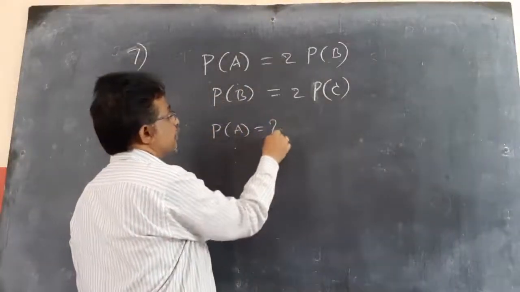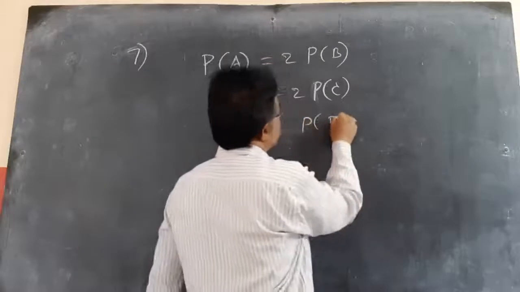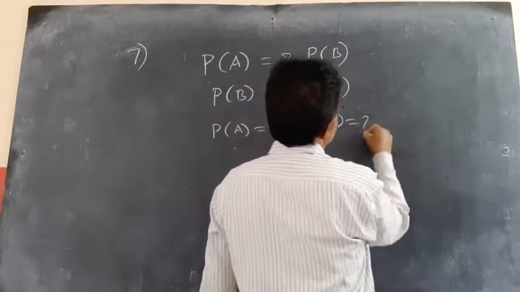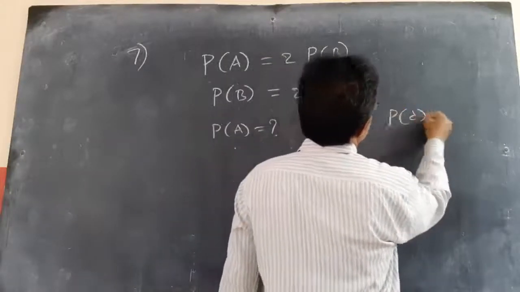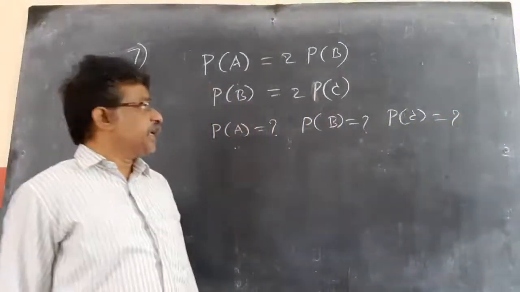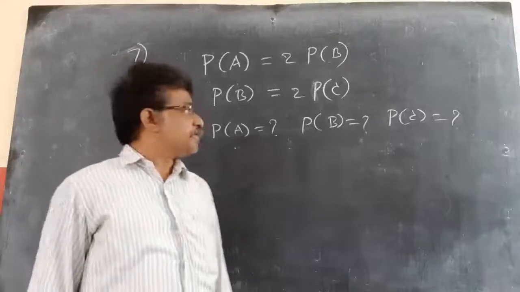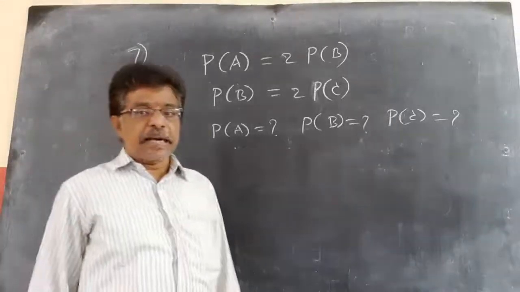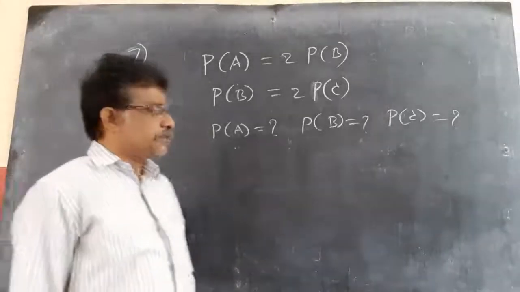So he is asking P of A equal to how much, P of B equal to how much, P of C equal to how much. This is what he is asking. He is giving P of A is 2 times P of B, and P of B is 2 times P of C. Then he is asking P of A is how much, P of B is how much, P of C is how much?